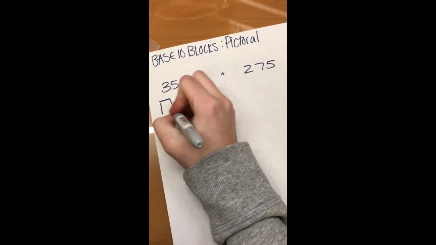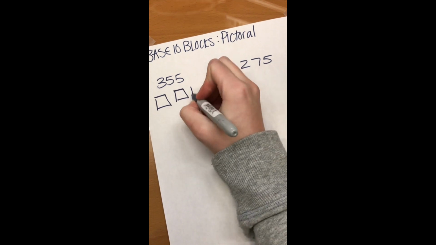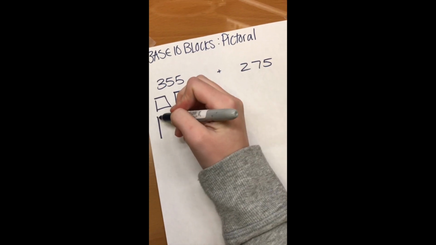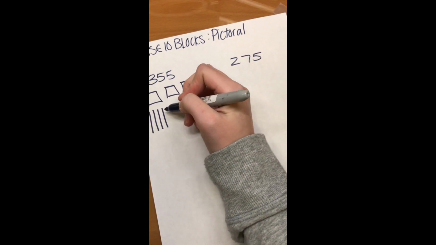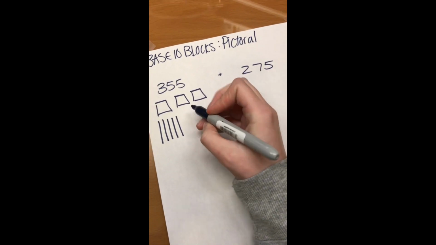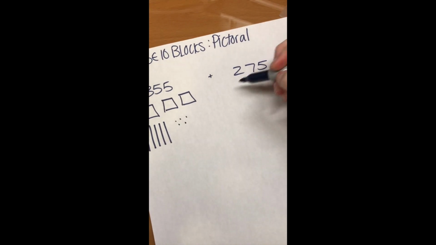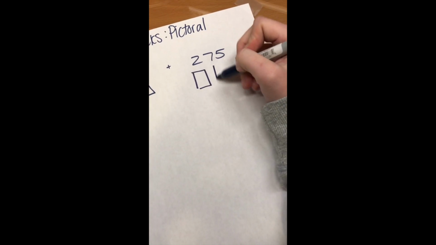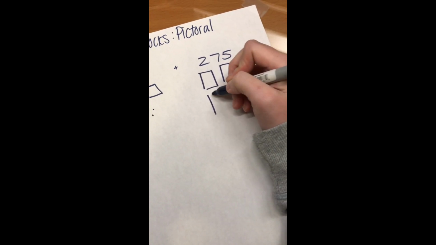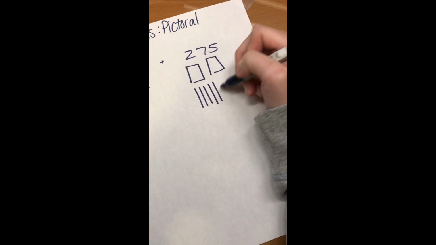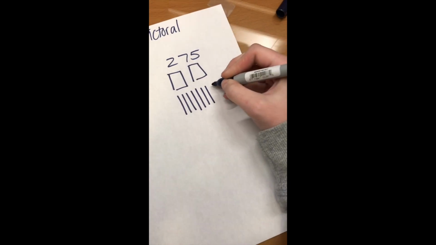So we're going to draw 300 flats, 5 rods of 10, and then 5 individual ones. Here we're going to draw 200 flats, 7 rods of 10, and 5 individual ones.